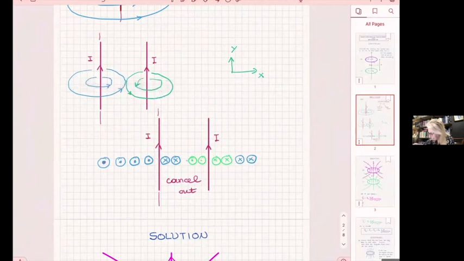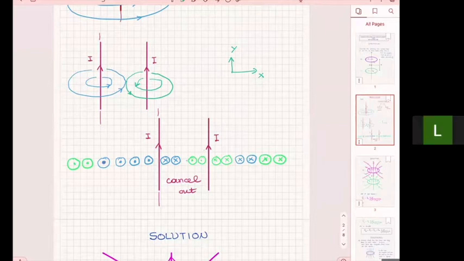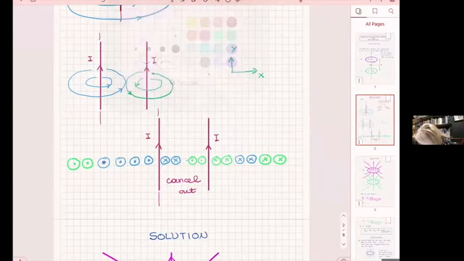If I were to take a bigger green loop, say, take this one here, how is it going to look out there? So what happens outside of the two currents? They should sum up. Yes, they sum up. Exactly.